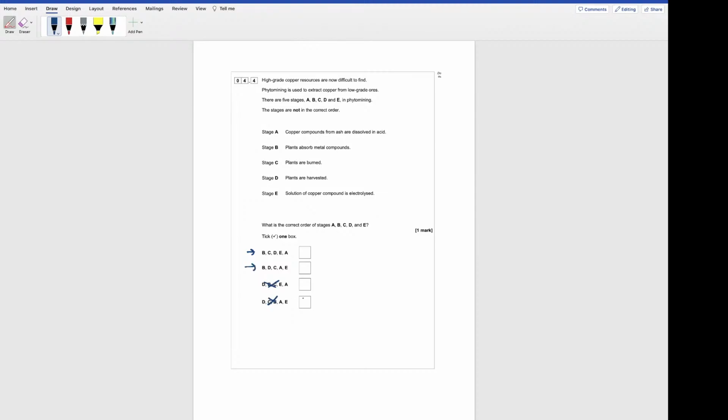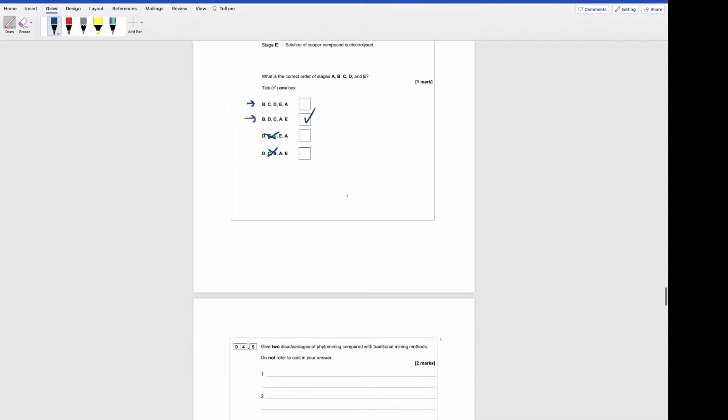And that's what I would do in a multiple choice question. Then the next step, once it's absorbed, we need to harvest the plants. Plants are harvested, D. So it has to be this one. I could stop there if I wanted to, but let's check that the other bits match up. C, plants are burned, yep. A, we dissolve it in acid, correct, we need a solution, and then we extract it via electrolysis, E. Perfect. So the answer is the second one down.